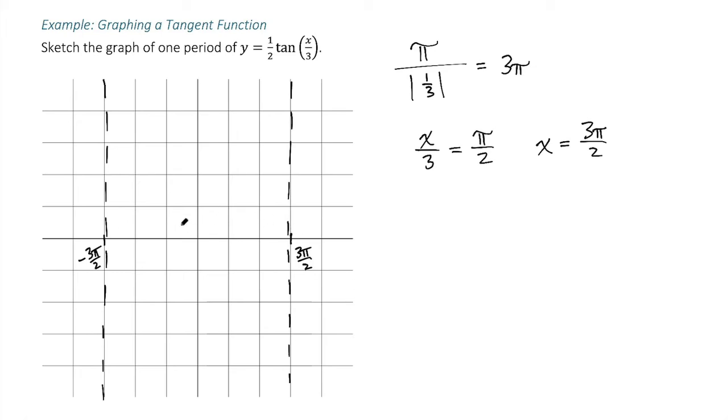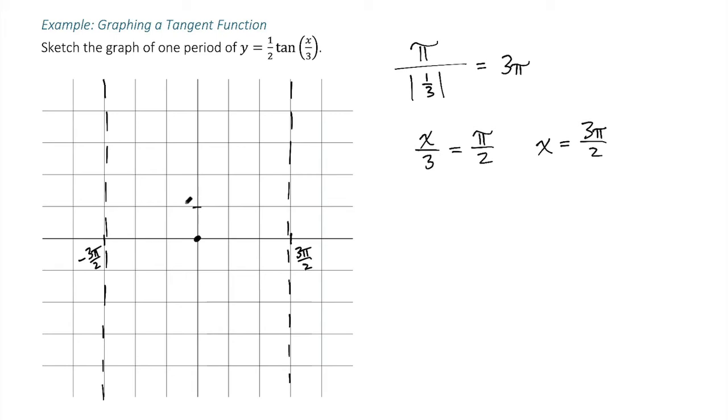Halfway between my asymptotes, I've got my x-intercept. And then my key points are halfway between this middle point and the asymptote. Okay, that's going to be 3 pi over 4. And the y-coordinate is going to be at this a value. So at this 3 pi over 4, I'm going to go up to 1/2.